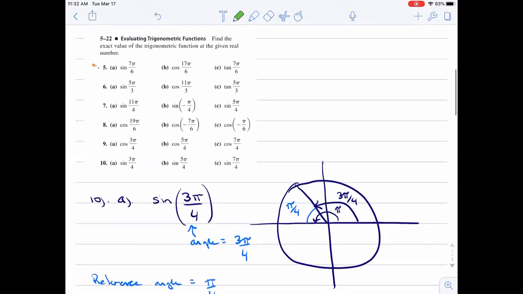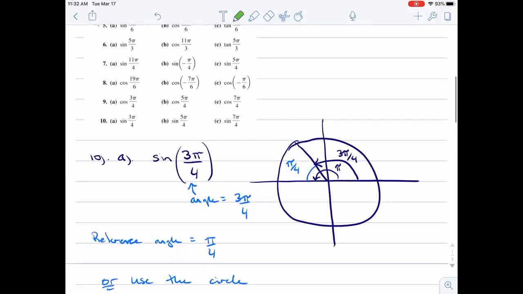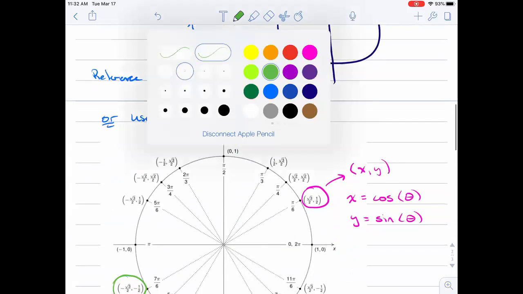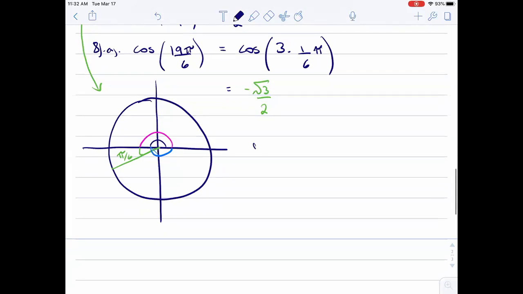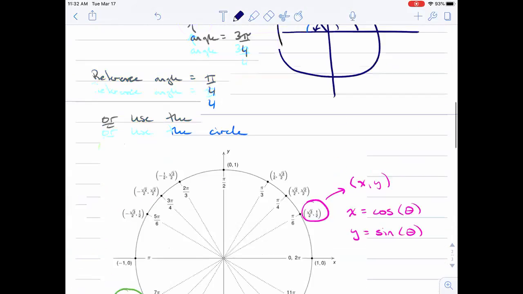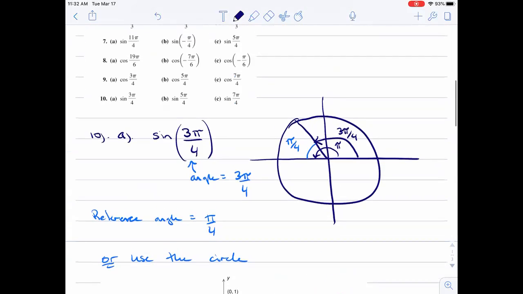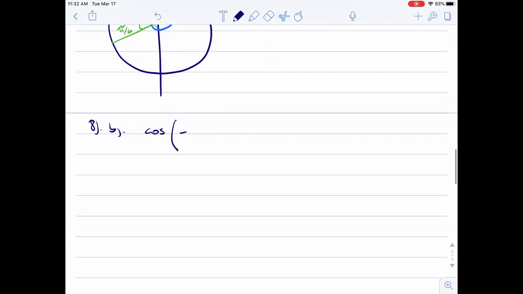Let's do another one. Let's do the 8b. (8b) was the cosine of -7 pi/6. Cosine of -7 pi/6.